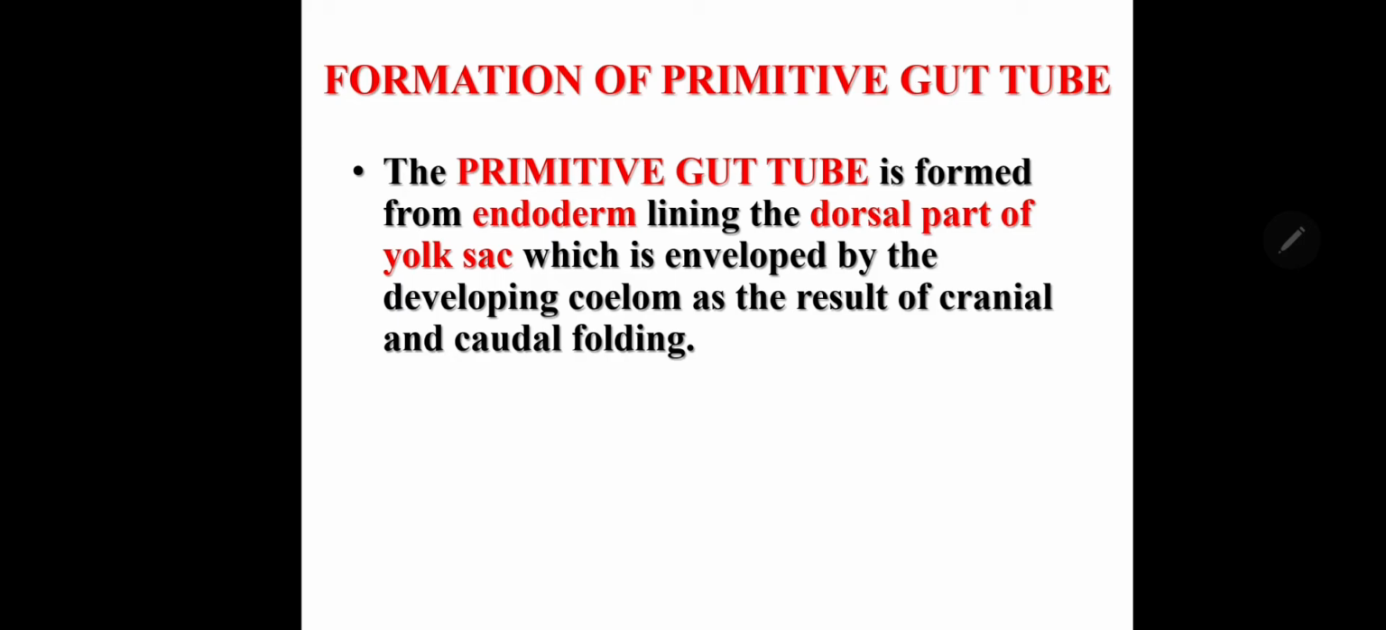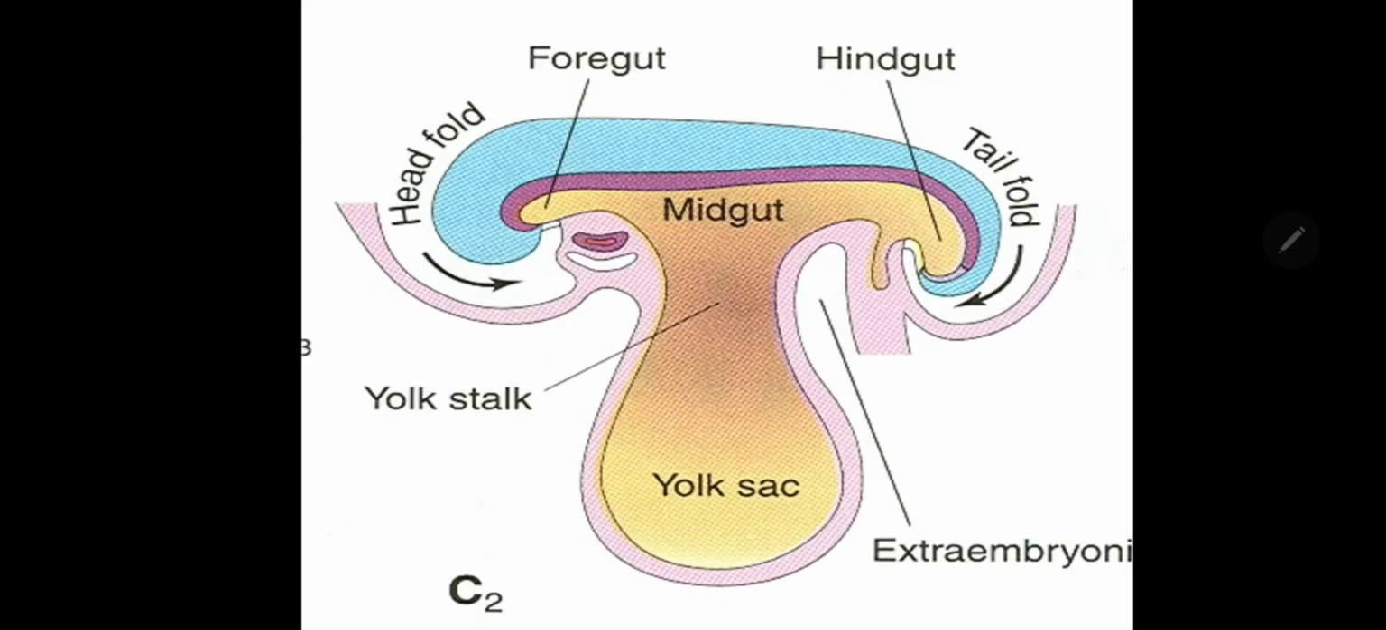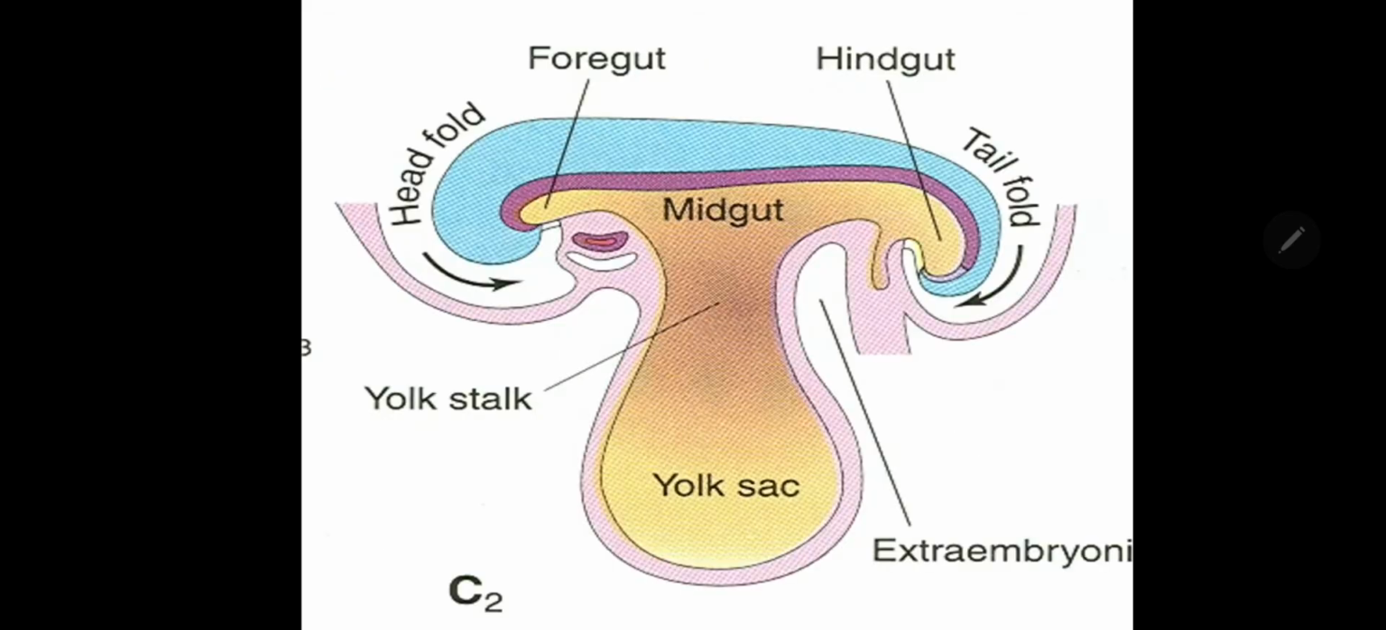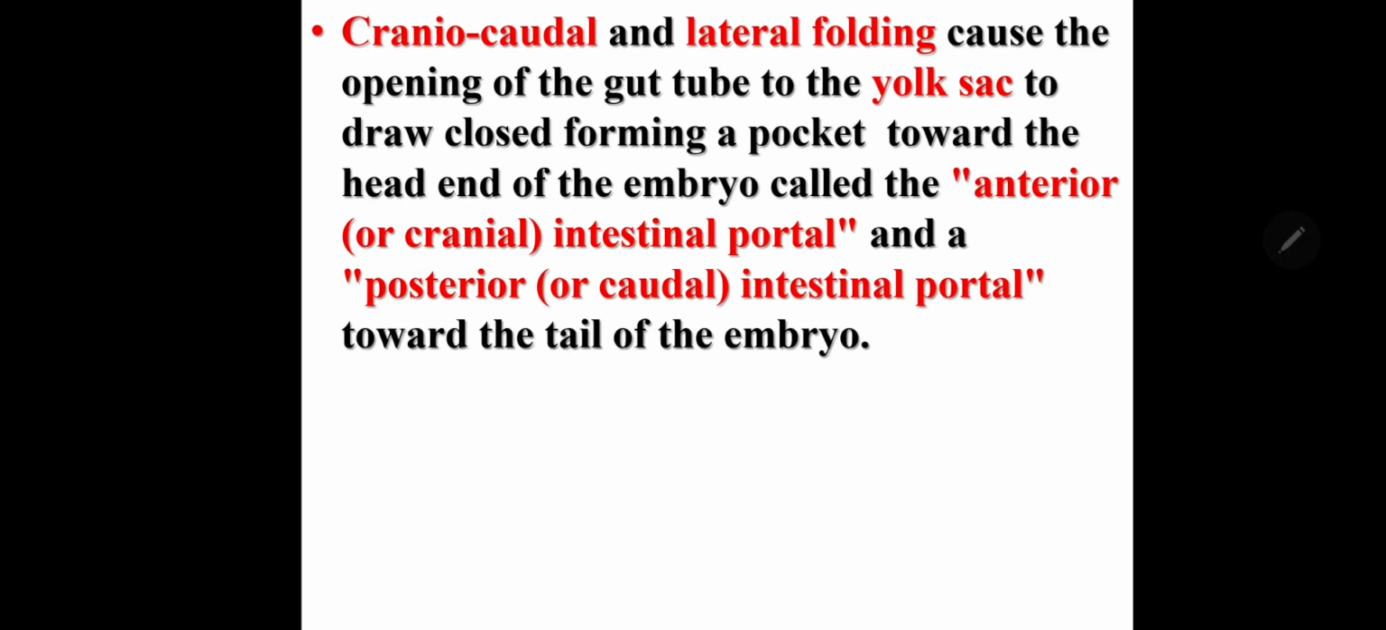The primitive gut tube is formed from the endoderm lining the dorsal part of the yolk sac, which is enveloped by the developing coelom as a result of the head and tail folding. And this primitive gut is now differentiated into the definitive gut tube. You can see here foregut, midgut and hindgut.